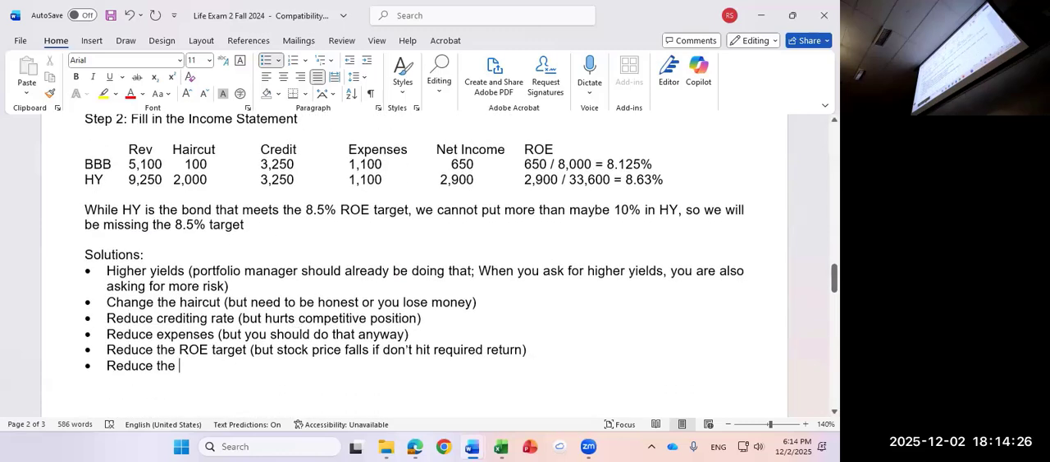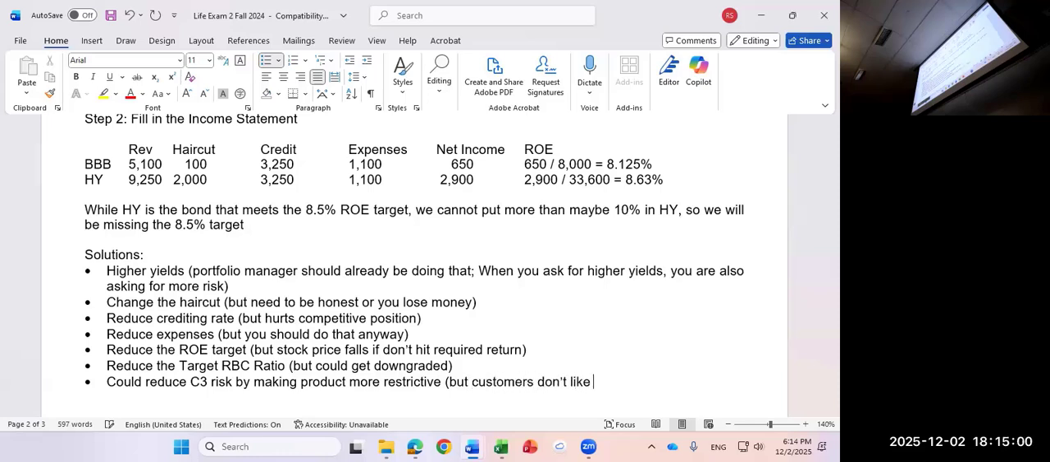The target RBC ratio. What's the problem there? You get downgraded. Ratings, you say, wow, you don't have enough capital set aside. One other one, it's in the notes, but I didn't think I did in class. You could reduce C3 risk by making the product more restrictive, but customers won't like that. That's one that's kind of there.